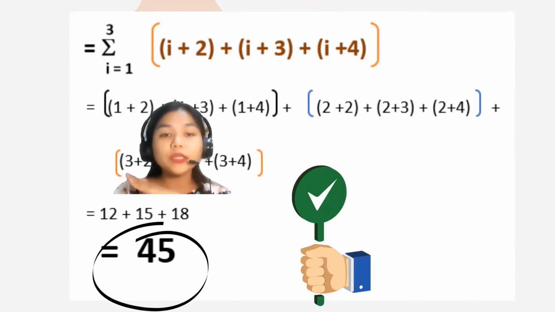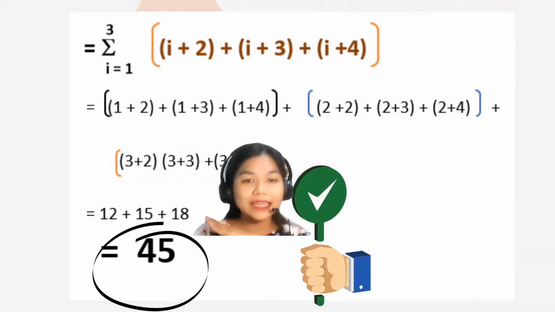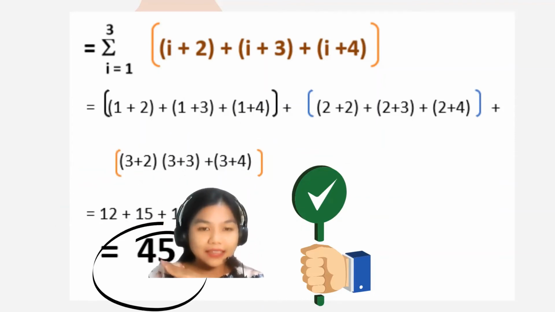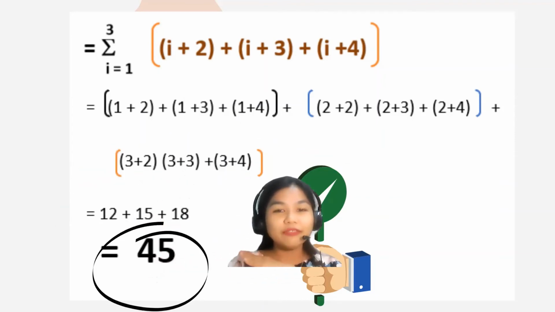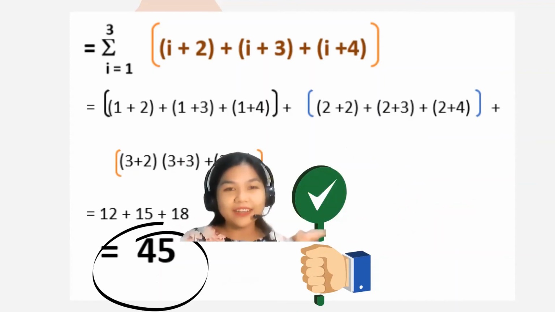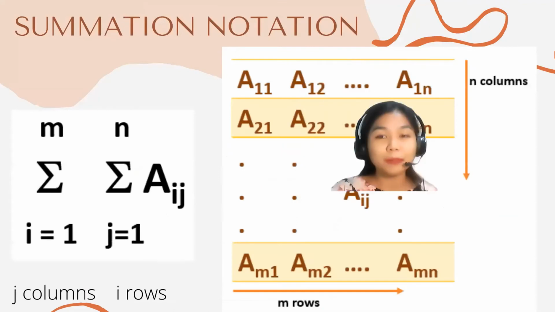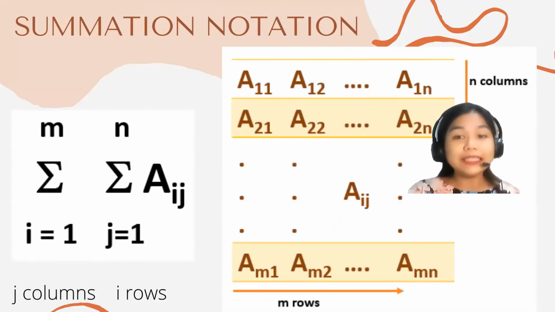At ang summation din po ng row 3, columns 2 to 4 ay 18. Kaya, ang sagot po, ang final answer is 45. Hooray! Finally, we're having an accurate answer. So, as easy as that. So, nalilito pa ba? I hope hindi na.